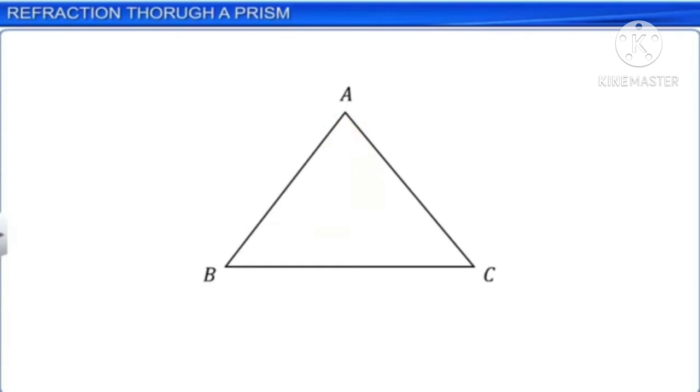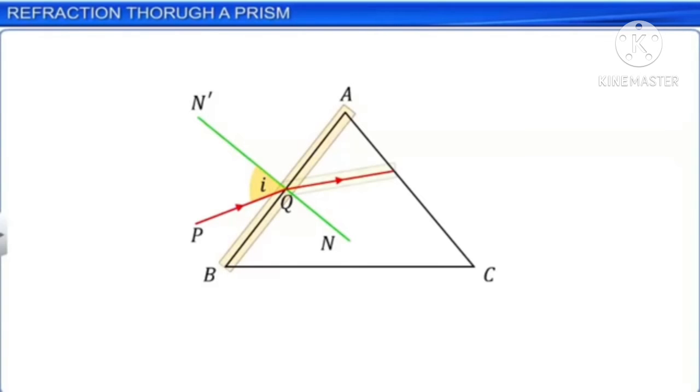Consider a light ray PQ incident on the refracting surface AB at an angle of incidence i. Let NN dash be the normal to the surface AB at Q. The ray of light refracts at the face AB and QR represents the refracted ray. Let the angle of refraction be r1. The refracted ray QR is incident on the refracting surface AC at R and emerges along RS from the prism.